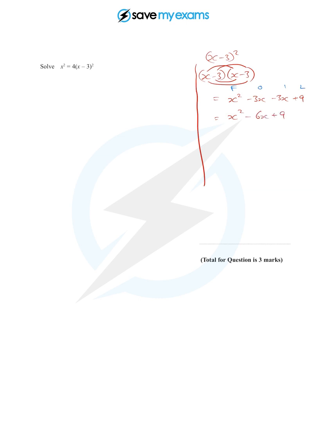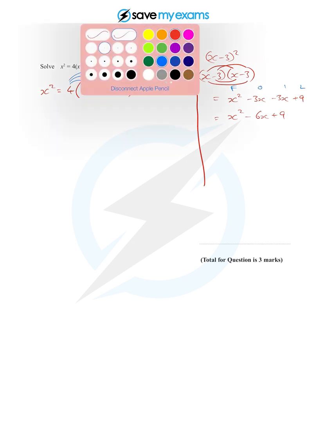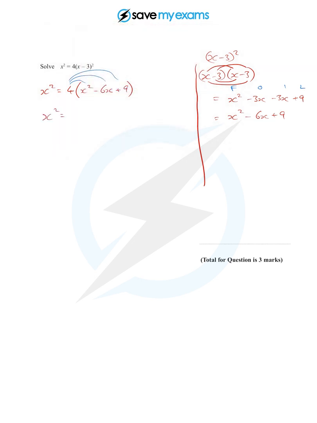Right, let's put that back in our equation. So I've got x squared is equal to 4 times all of this, x squared minus 6x plus 9, and multiply out the bracket. I've got 4 times x squared, 4 times 6x, and 4 times 9 to do. So x squared is equal to 4 times x squared, 4 times minus 6x is minus 24x, and at the end, 4 9s are 36.